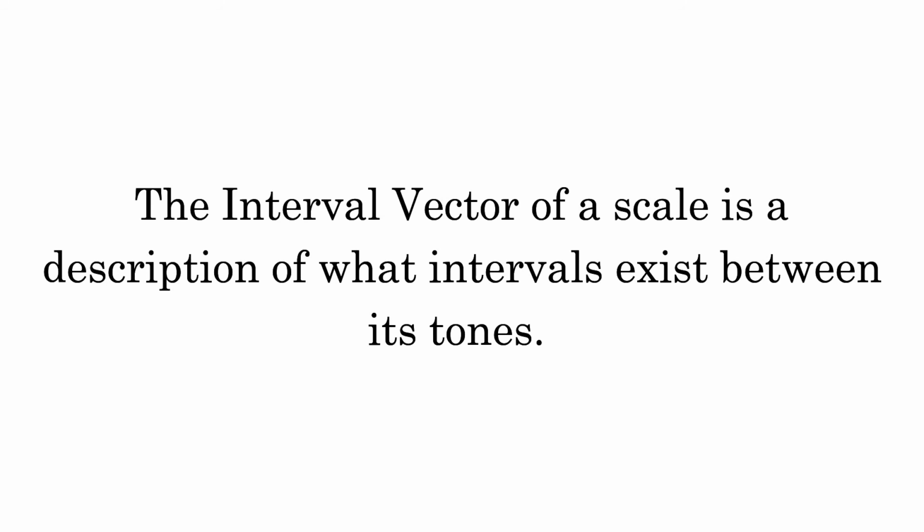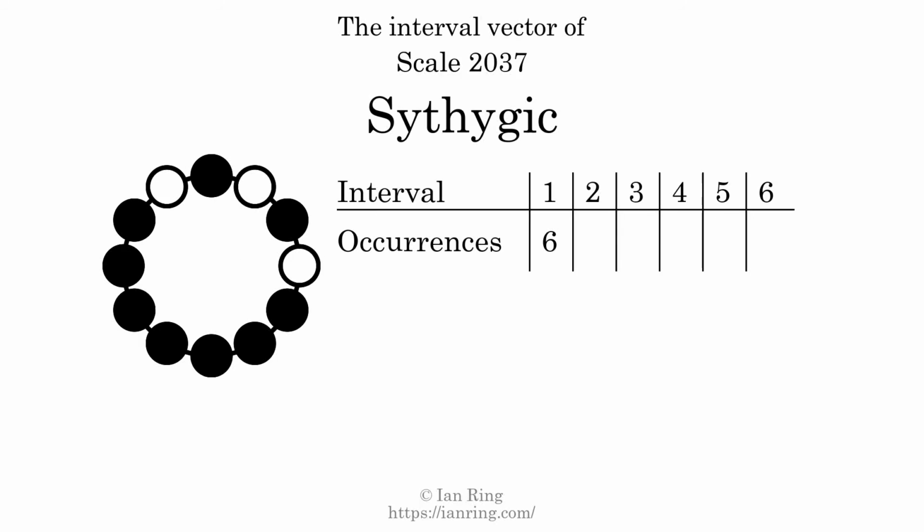The interval vector of a scale is a description of what intervals exist between its tones. There are 6 intervals with a size of 1 semitone. They are here, here, here, here, here, and here. There are 8 intervals with a size of 2 semitones. They are here, here, here, here, here, here, here, and here. There are 6 intervals with a size of 3 semitones. They are here, here, here, here, here, and here.